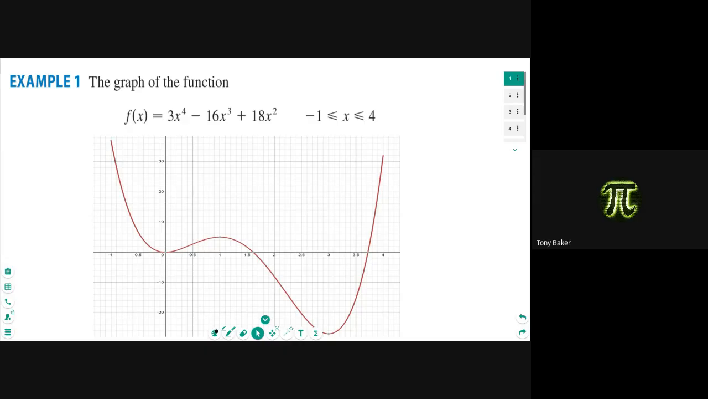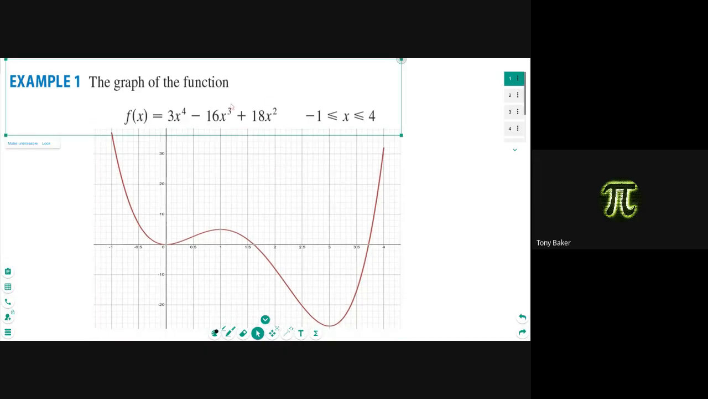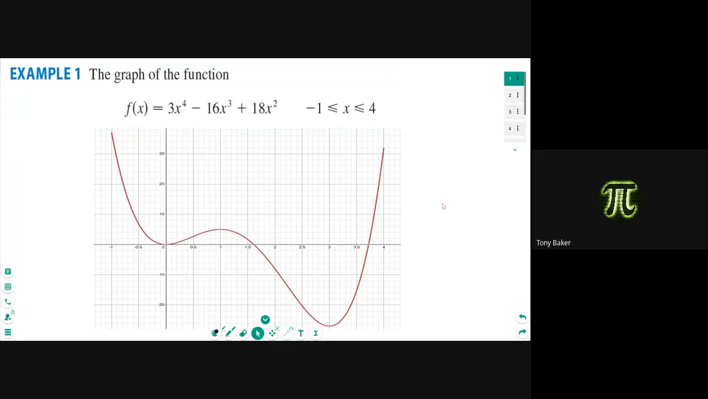All right. So we're going to start talking about graphs. So here's a cubic or a quartic. Where are any minimums or maximums? Okay, so where is there a minimum? There's a local minimum at x equals 0. There's the, it's called global minimum. Absolute, actually.